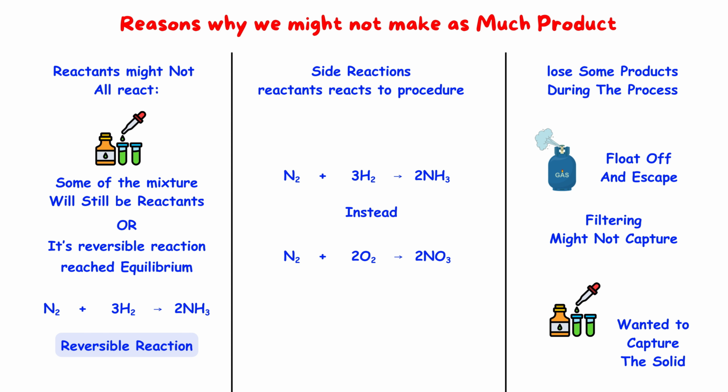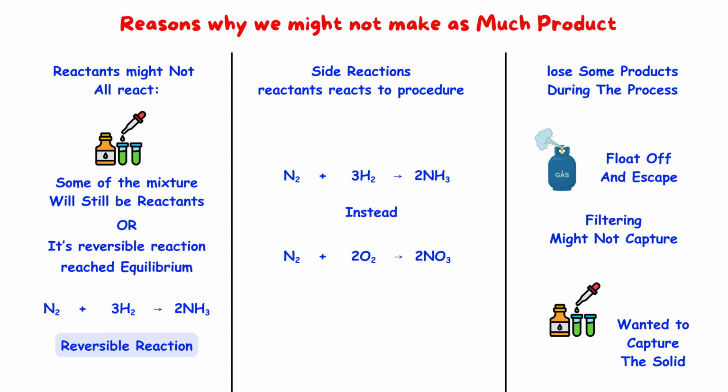The second reason is the occurrence of side reactions, which happen when reactants react to produce products other than the one we are aiming for. For example, using the same reaction of nitrogen and hydrogen to produce ammonia, some of the nitrogen might react with oxygen from the air instead and form nitrogen dioxide rather than the desired ammonia, reducing the overall yield.